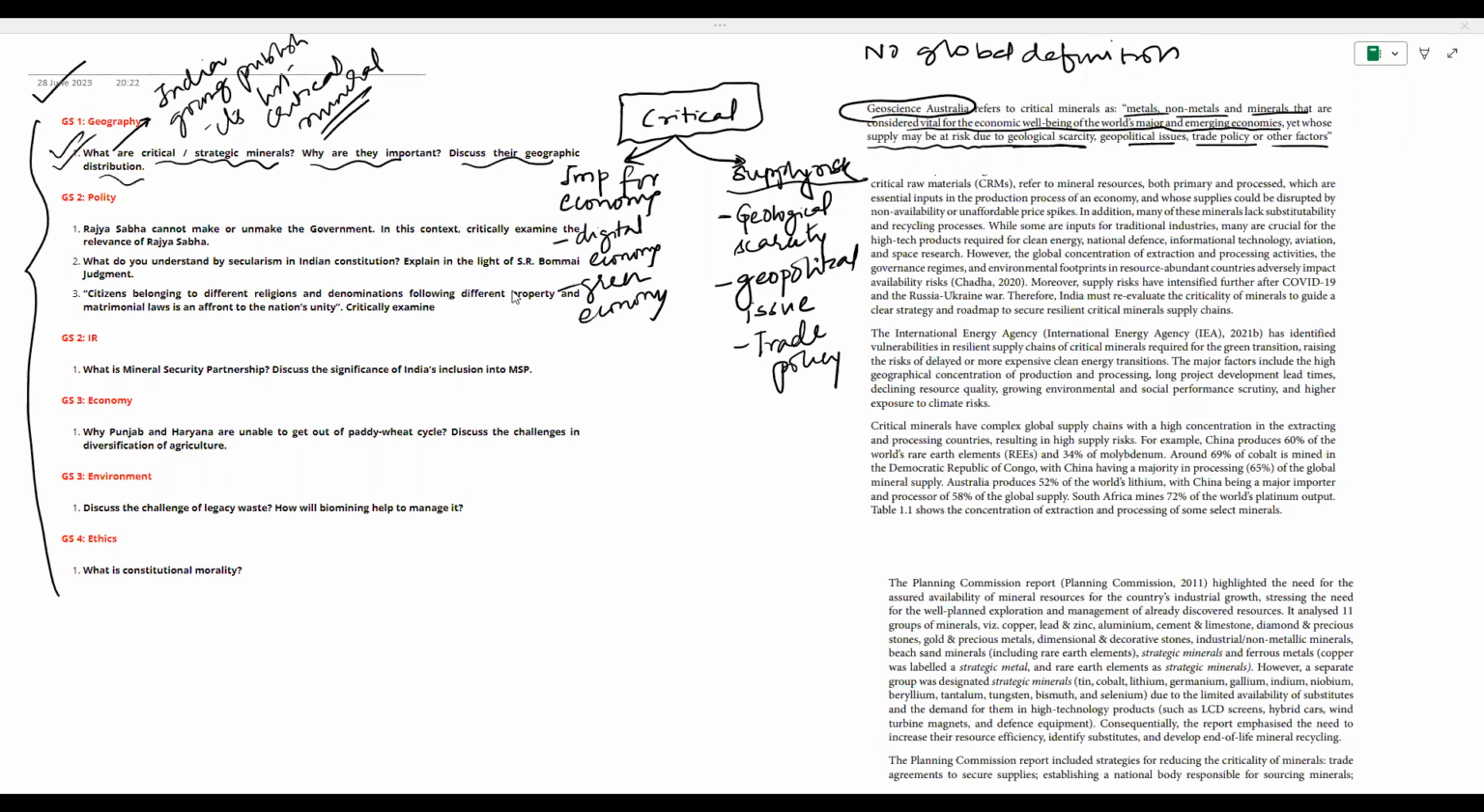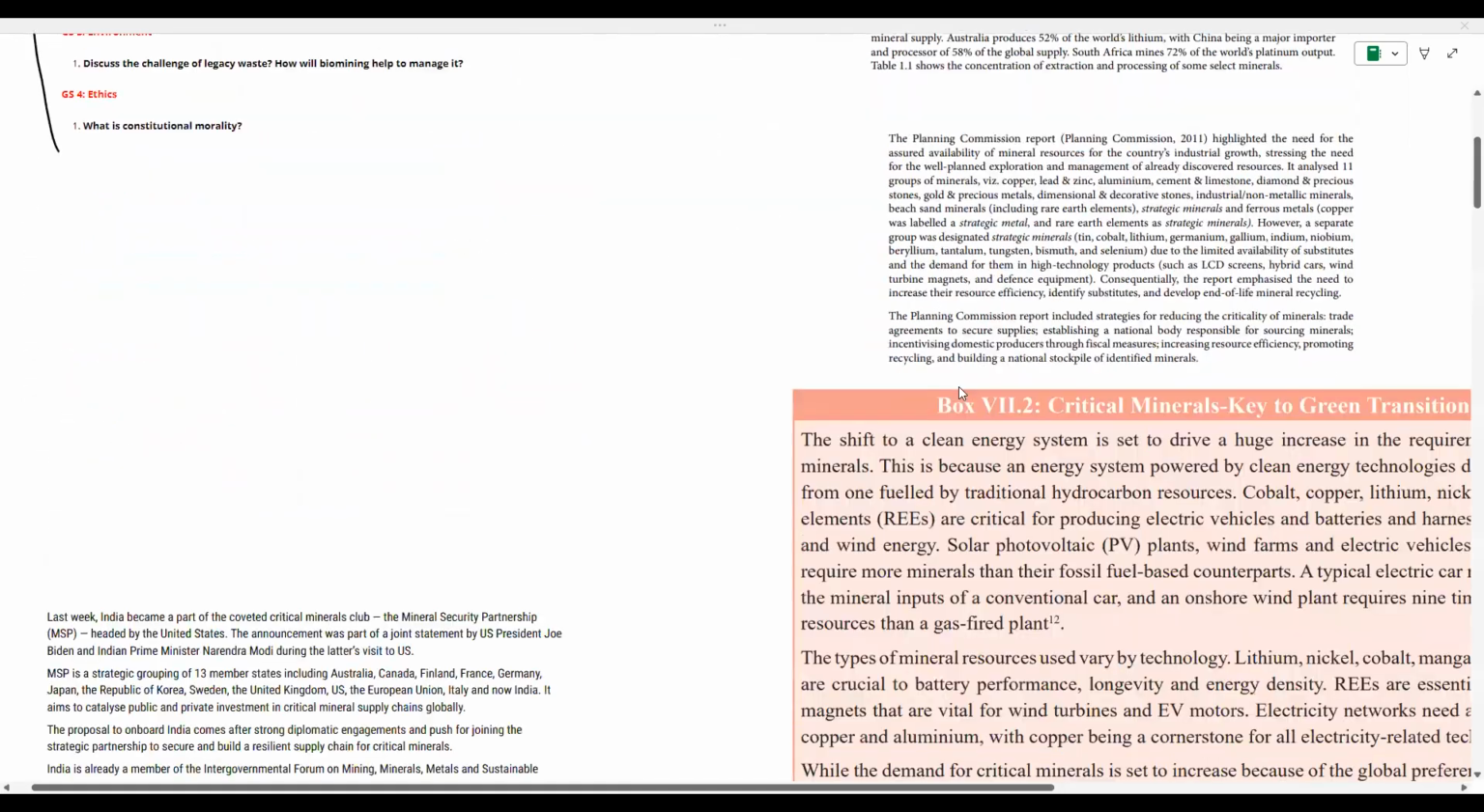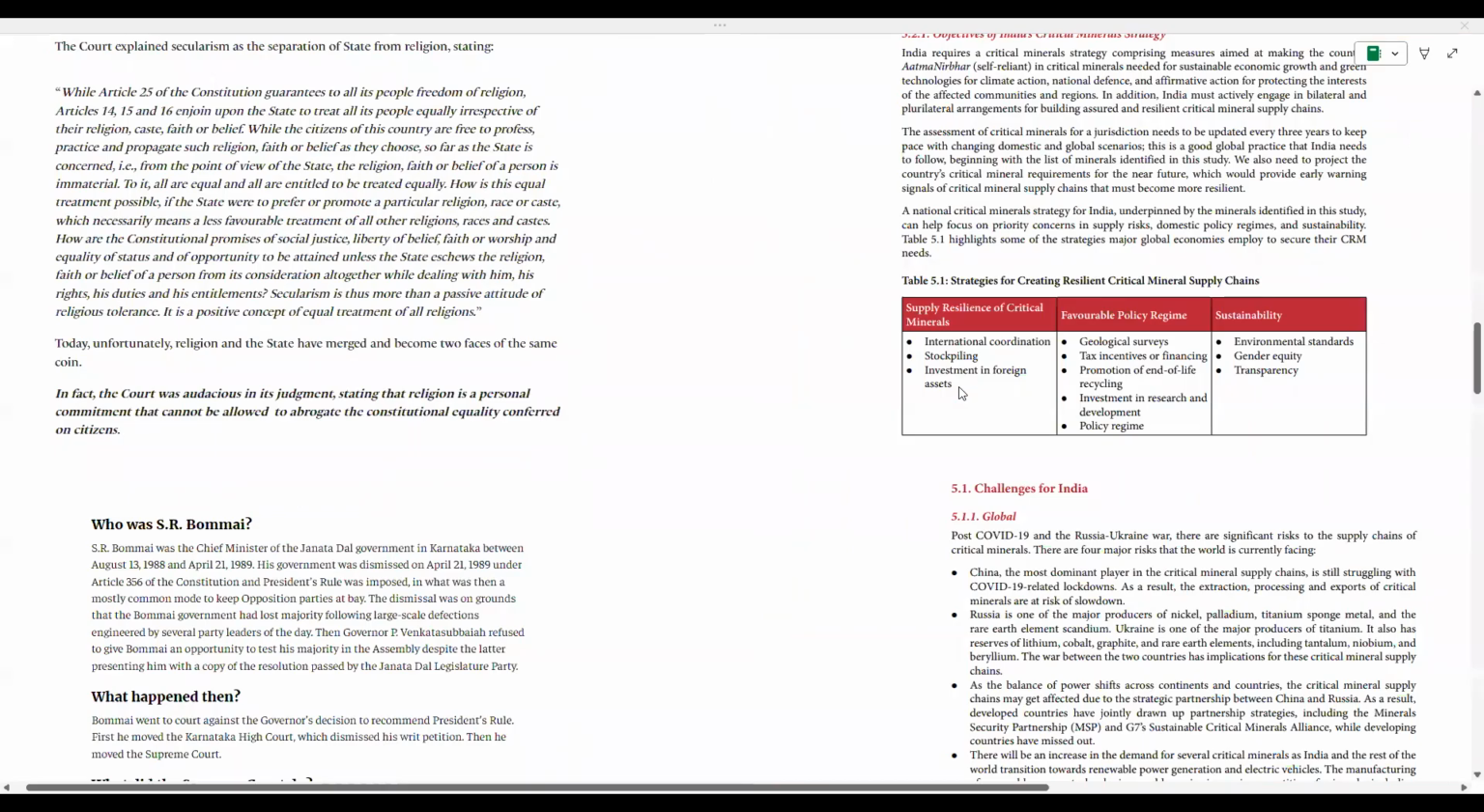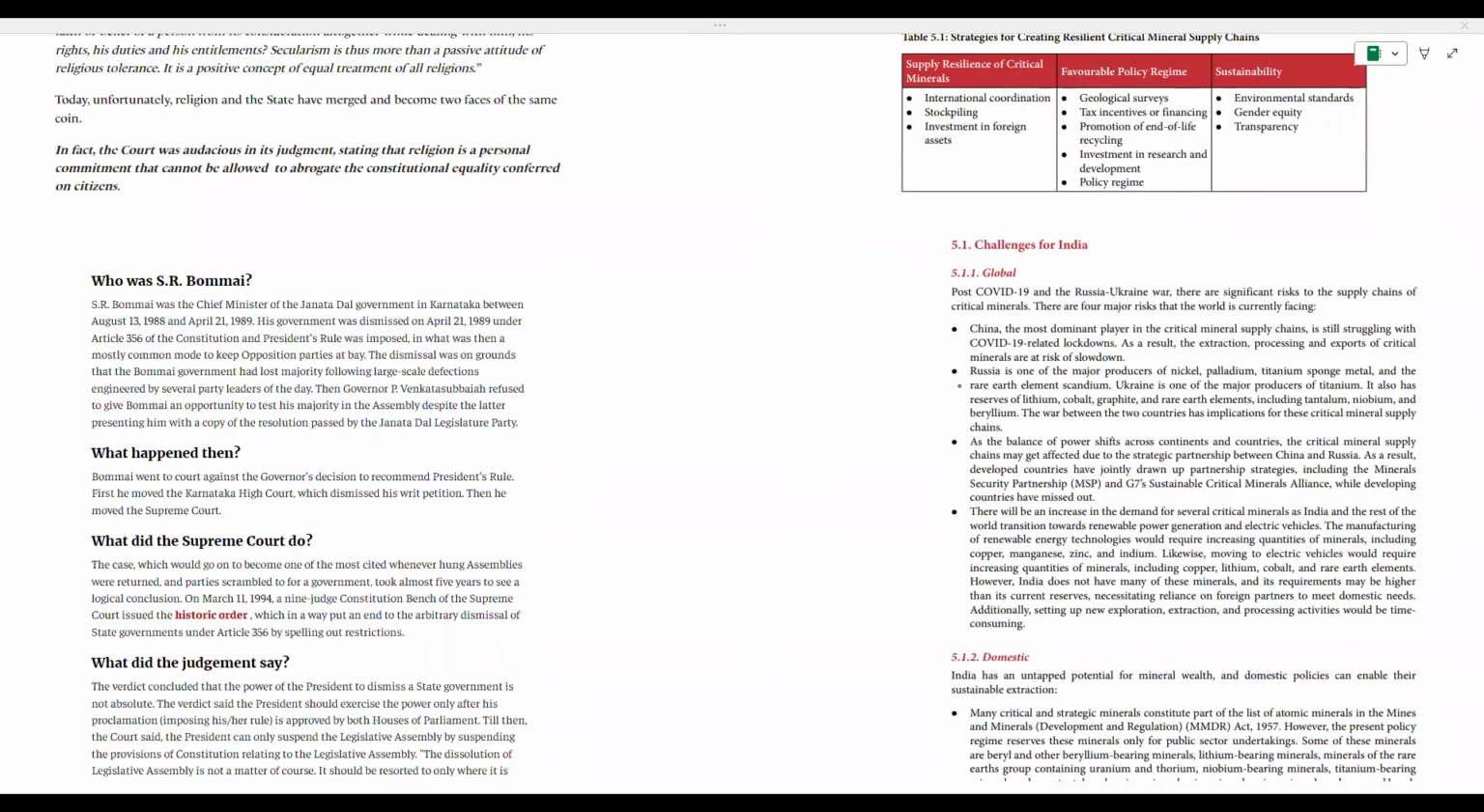Now this supply chain risk has increased in the past. Why? There are 2-3 reasons. Let me just show you. The first reason is China, which is the major dominant player in this critical mineral supply chain. It was under COVID lockdown. Because of that, there was disruption in the supply chain.